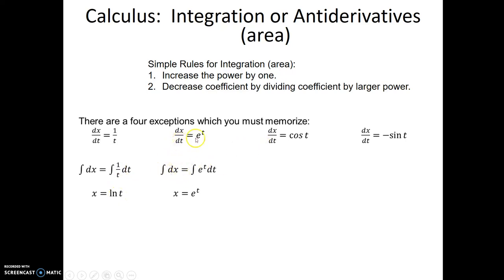For this one, notice I multiplied the dt to the other side. Take the integration of dx, gives me x. Integration of e to the t dt gives me e to the t. I multiply both sides by dt. Now I integrate, so integral of dx gives me x. Integral of cosine t dt gives me sine t. And the last one, I multiply both sides by dt. Integral of dx gives me x, and integral of negative sine of t dt gives me cosine of t. So those are kind of the exceptions. The most important ones for E and M is the first two, natural log of t and e to the t.